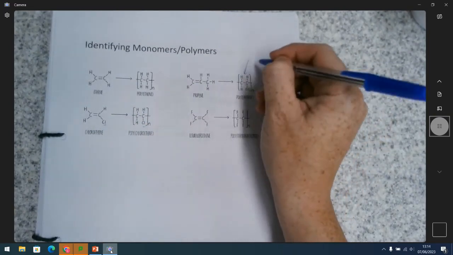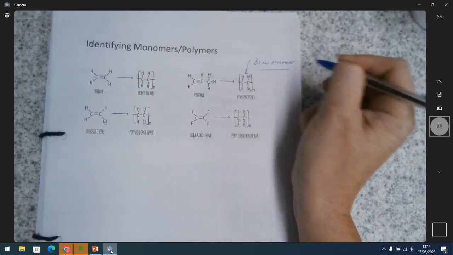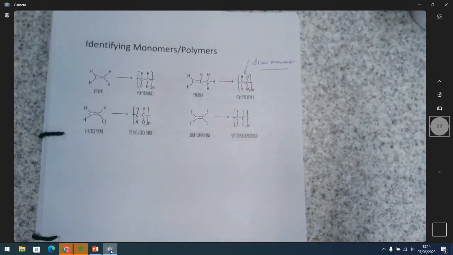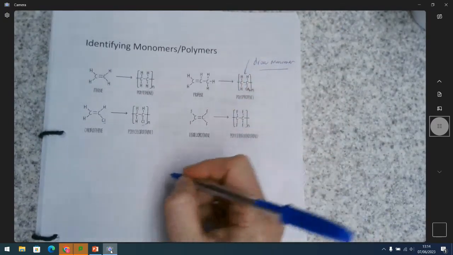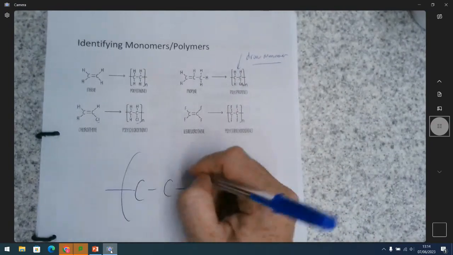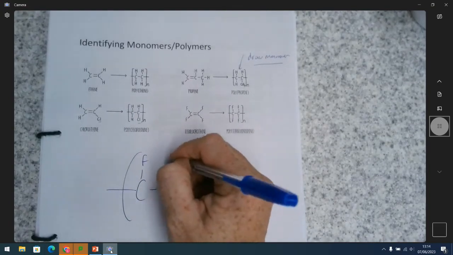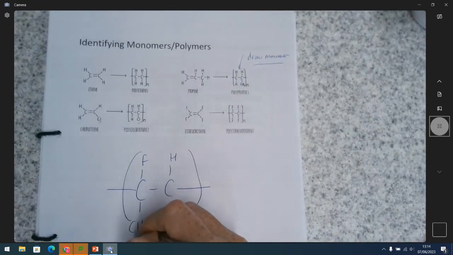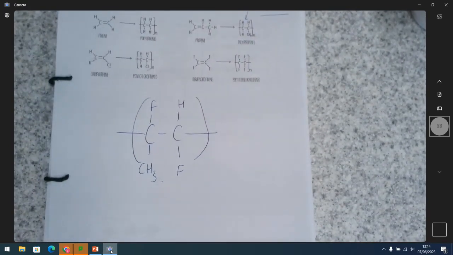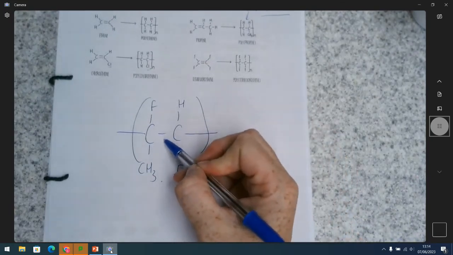So you might get asked to draw the monomer from the polymer picture. Again, you just use what's in the image that you've got there. So if I had a polymer like this, you might be asked to draw the monomer for that. Okay, so if I was drawing the monomer, I know the double bond takes place there.